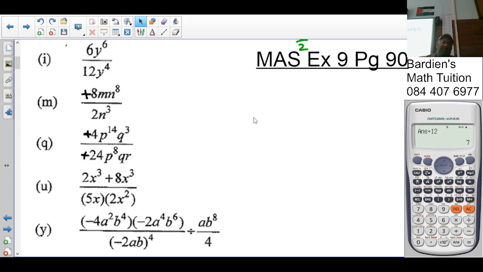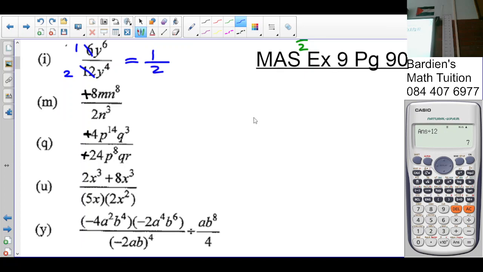You see, going back, what does the rule say? Let's go back to the rule. When dividing, if bases are the same, subtract the exponents. The same thing is being applied here. So looking at 6 over 12, what happens here? 6 goes into 6 once, 6 goes into 12 twice. So it's 1 over 2.